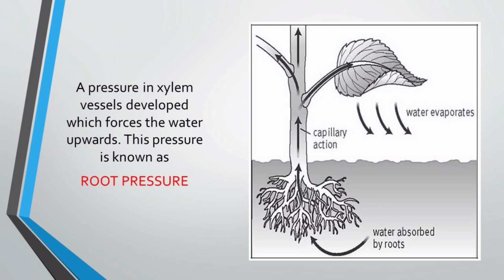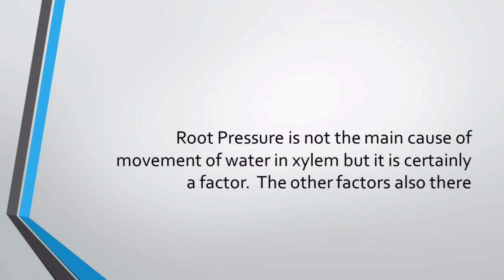Roots absorb the water. So when the roots absorb the water, a pressure in xylem vessels is developed. That pressure forces the water in upward direction. This pressure produced in the root after the absorption of water is called root pressure. This root pressure is one of the forces which helps to push the water in upward direction.